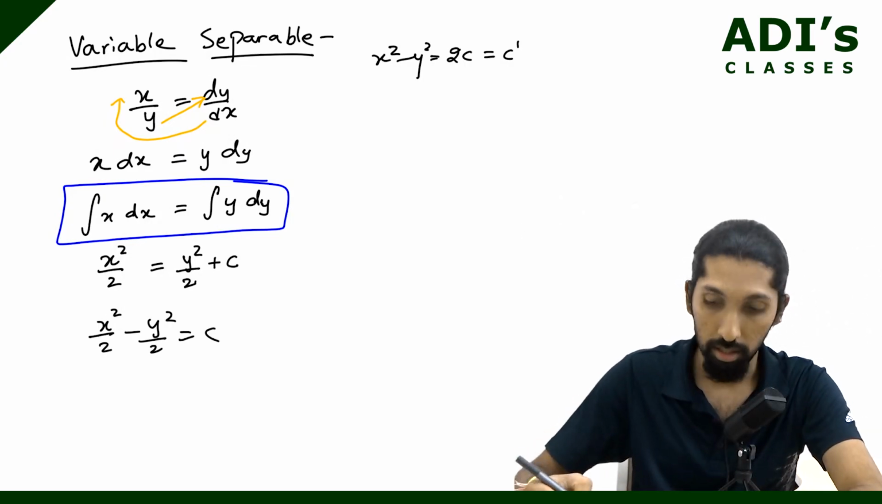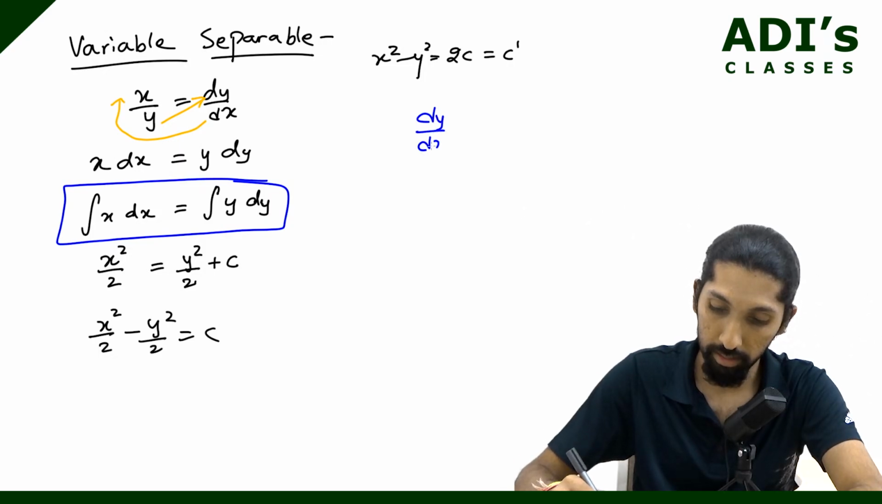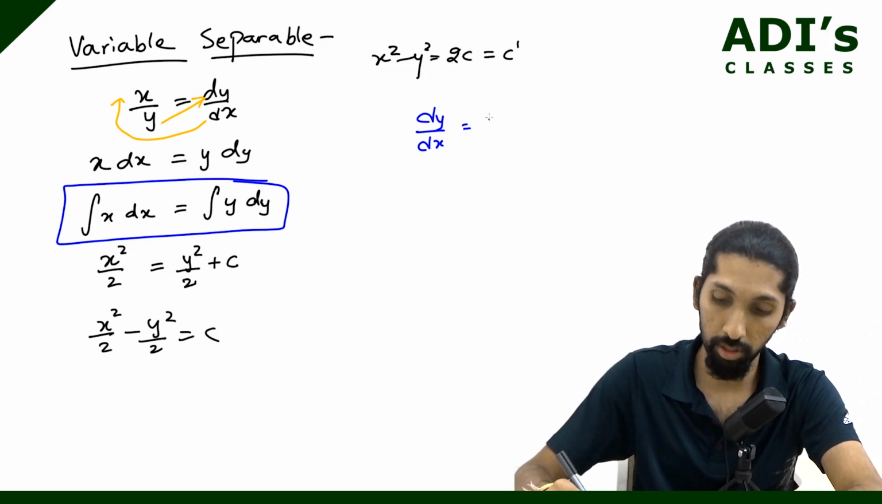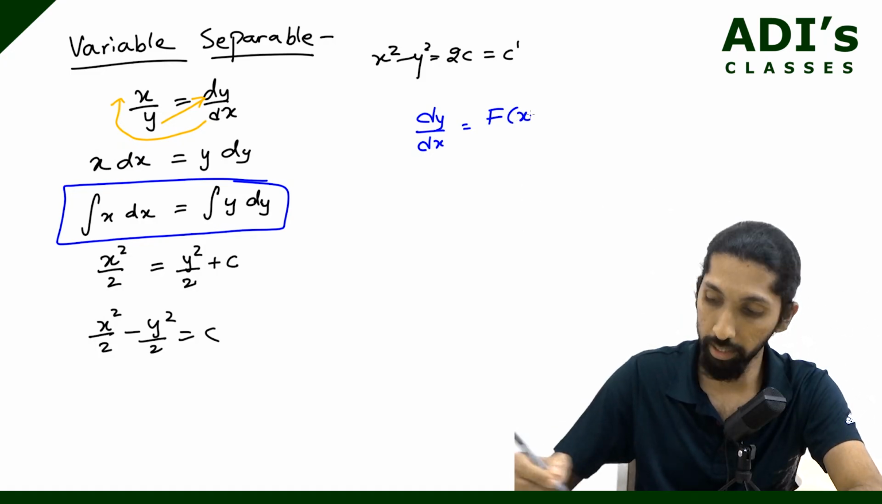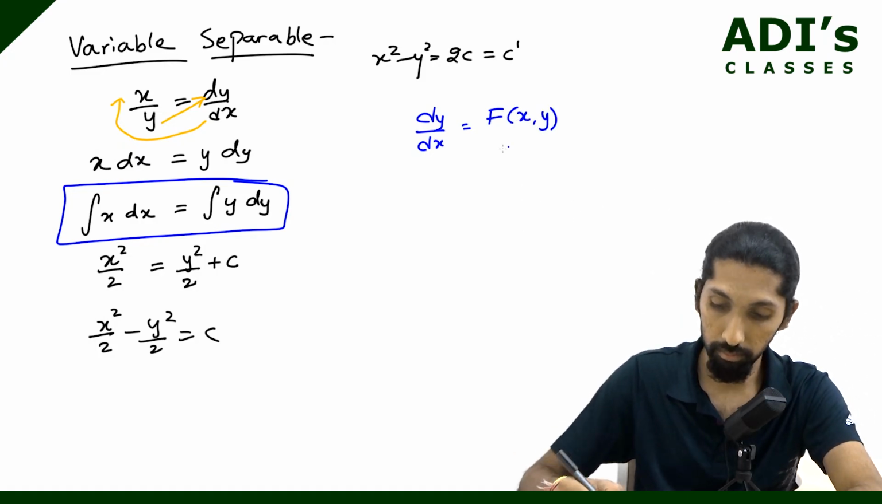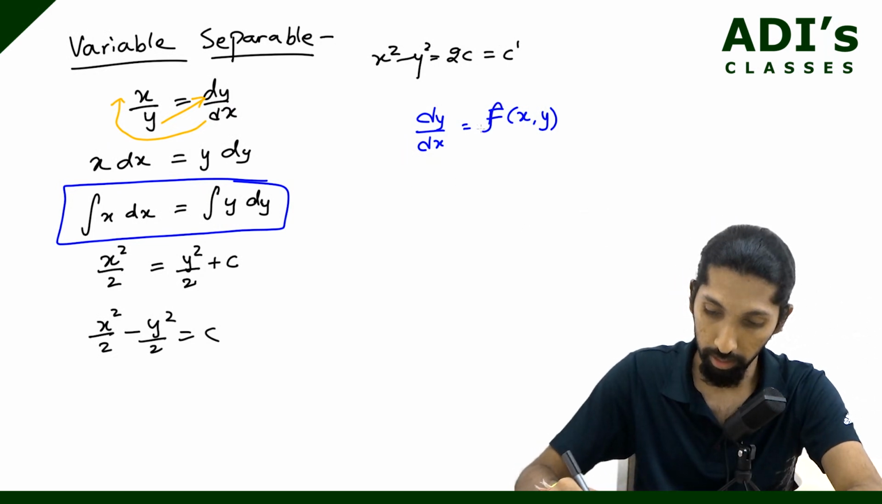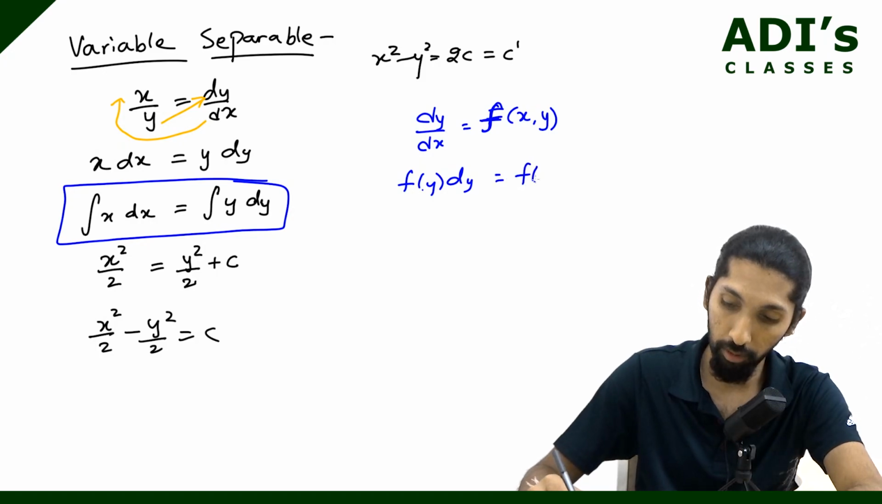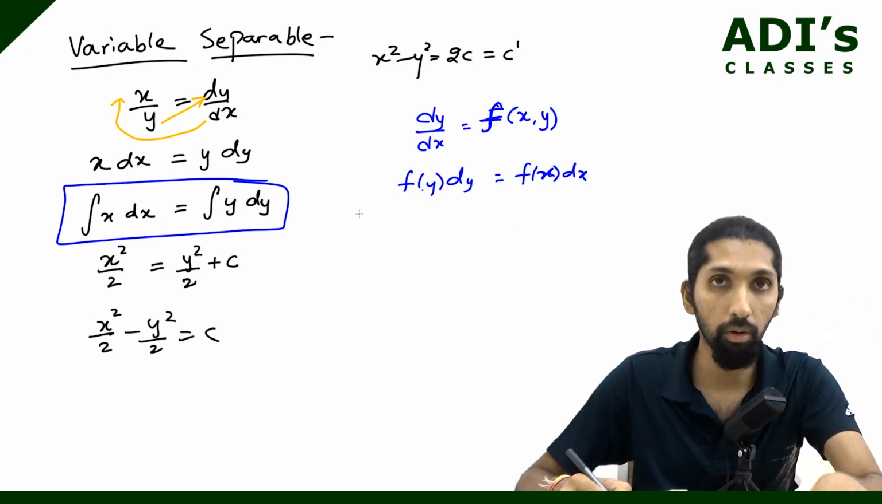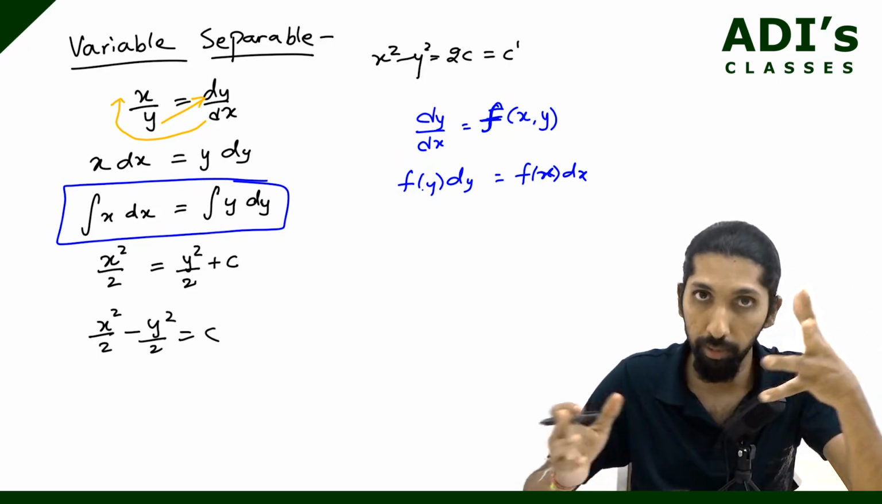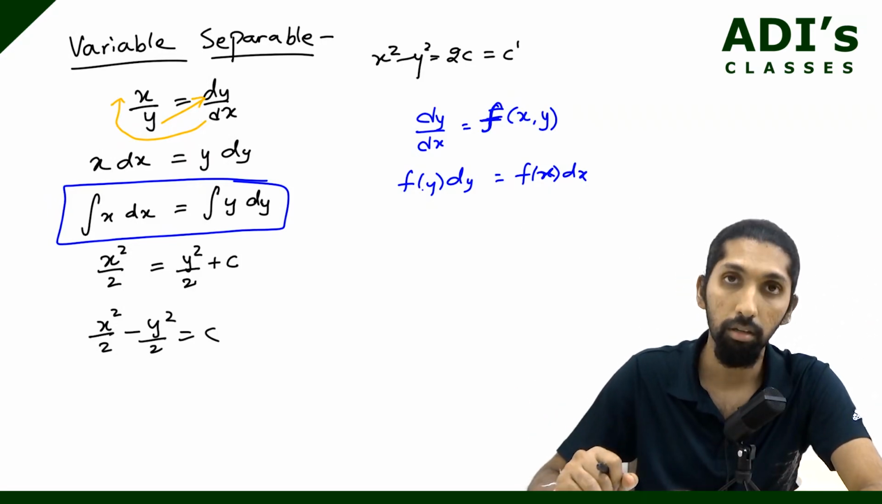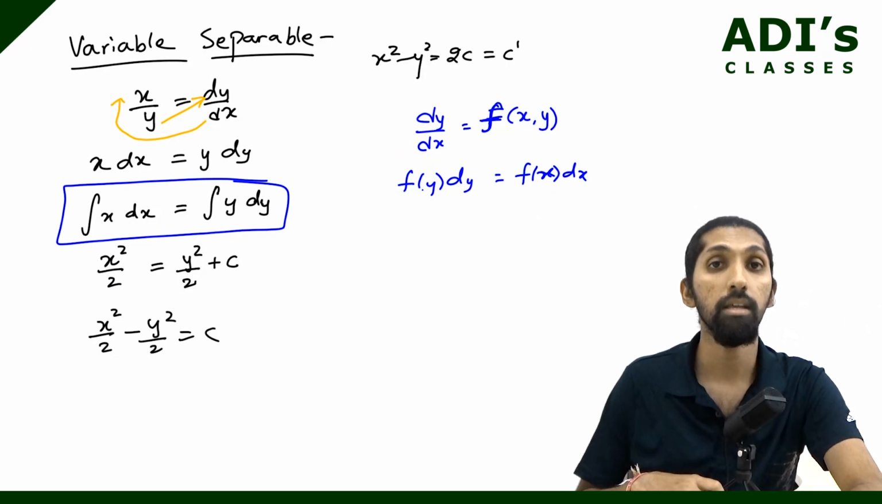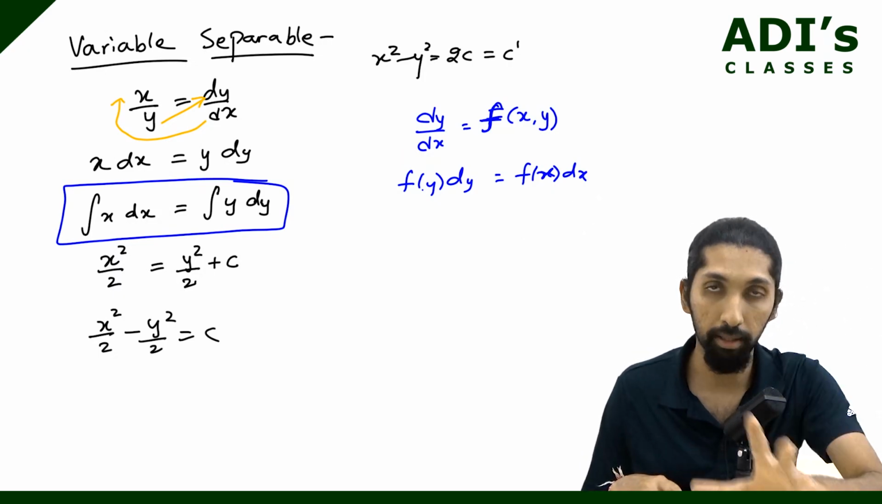So in general, suppose you have dy by dx, and then you have a function f of x comma y. Then what do we do? Then you can take f of y dy is equal to f of x dx. You need to understand, so this is the variable separable method. Split it, get the answer done. Understood? So this method is what we call the variable separable method.